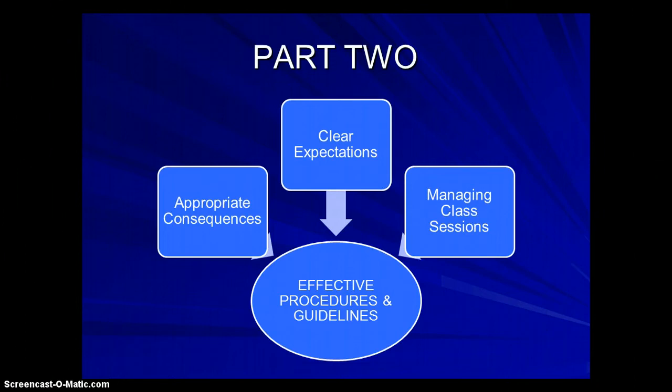So we're going to begin talking about part 2, which is having effective procedures and guidelines for your students. Some people, or you might just call these the rules. You know, what are the rules of your classroom? But we're going to call them procedures and guidelines because it's a little bit more of a positive way to state it. And we're going to talk about 3 parts: having clear expectations, thinking through in advance what the consequences will be for those who don't follow those rules or procedures, guidelines, and then finally, managing class sessions, what you can do to prevent problems based on the way that you manage a class session.